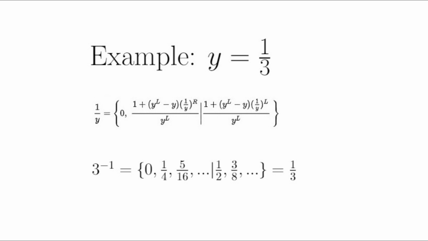So for the left part, I get an increasing sequence, and I get a decreasing sequence for the right part, both of which converge to 1/3. Therefore, 3 inverse is equal to 1/3, which is what we were hoping for.